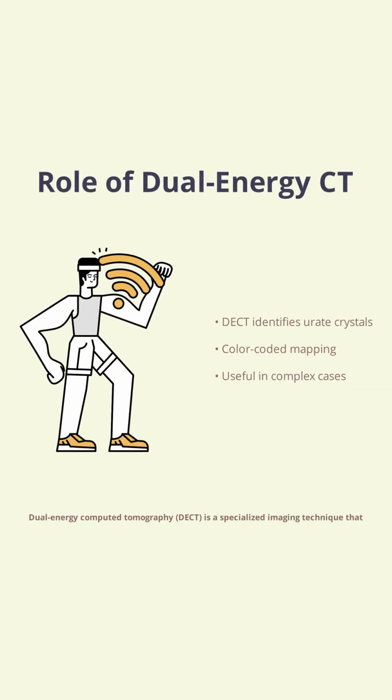Dual-energy computed tomography, DECT, is a specialized imaging technique that can identify urate crystals in gout by using different photon energies. This allows for color-coded mapping of crystal deposits, providing a clear diagnosis when other imaging is inconclusive. DECT is especially useful in complex cases where gout is suspected, but not confirmed by traditional methods.